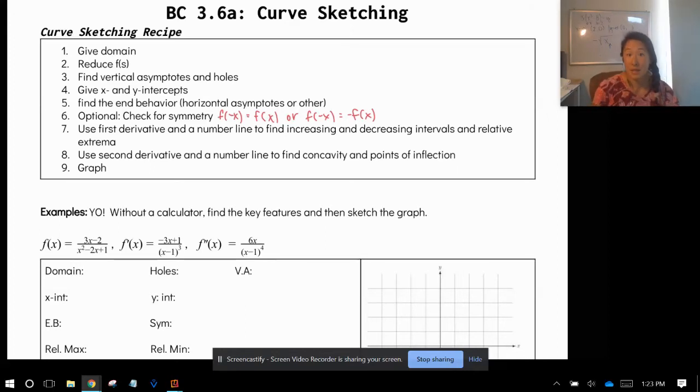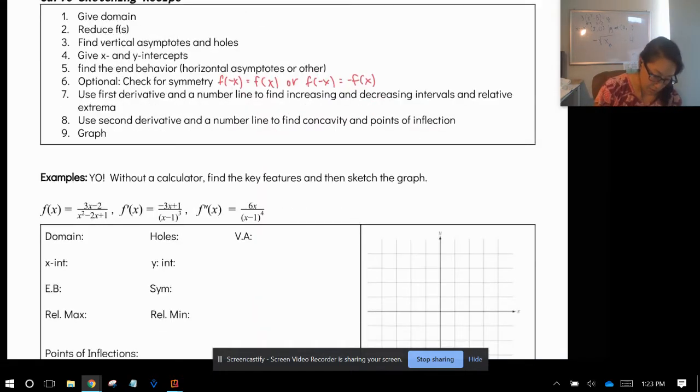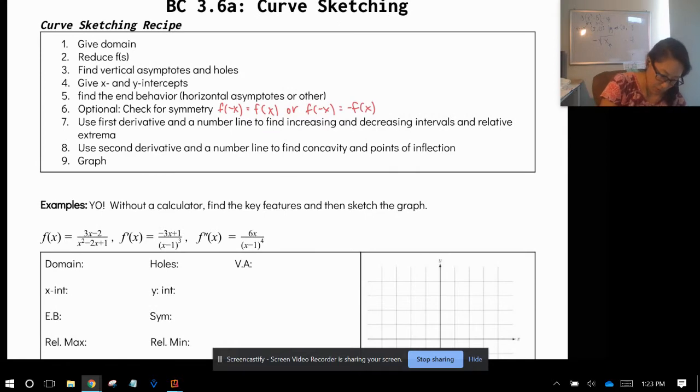We're curve sketching without a calculator today. So remember in pre-calc when we sketched rational functions? Well, we're going to do that, but using our second derivative and our first derivative to also give us our relative mins and maxes and our points of inflection. So here we go. We're going to start with here's our recipe.